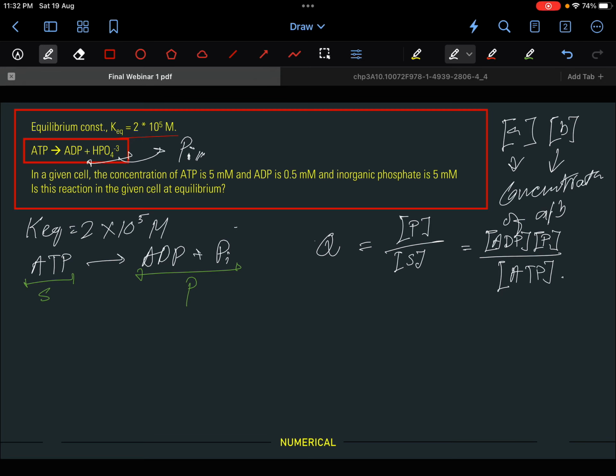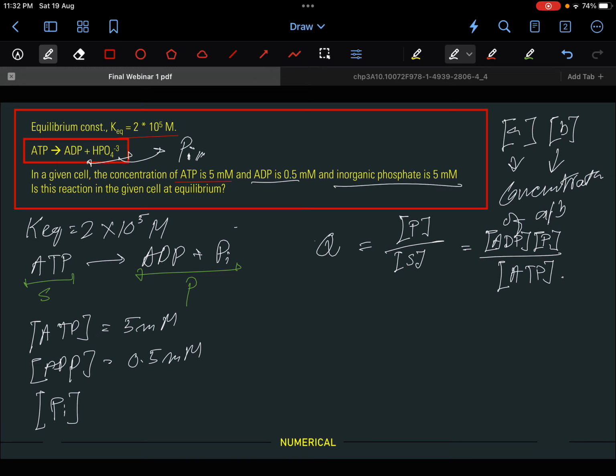Sorry for the sound. What is the question? In a given cell, the concentration of ATP is 5 millimolar. Let me write down the important things. The concentration of ATP is 5 millimolar and the concentration of ADP is 0.5 millimolar, and the concentration of inorganic phosphate is millimolar. Okay, this is ADP.